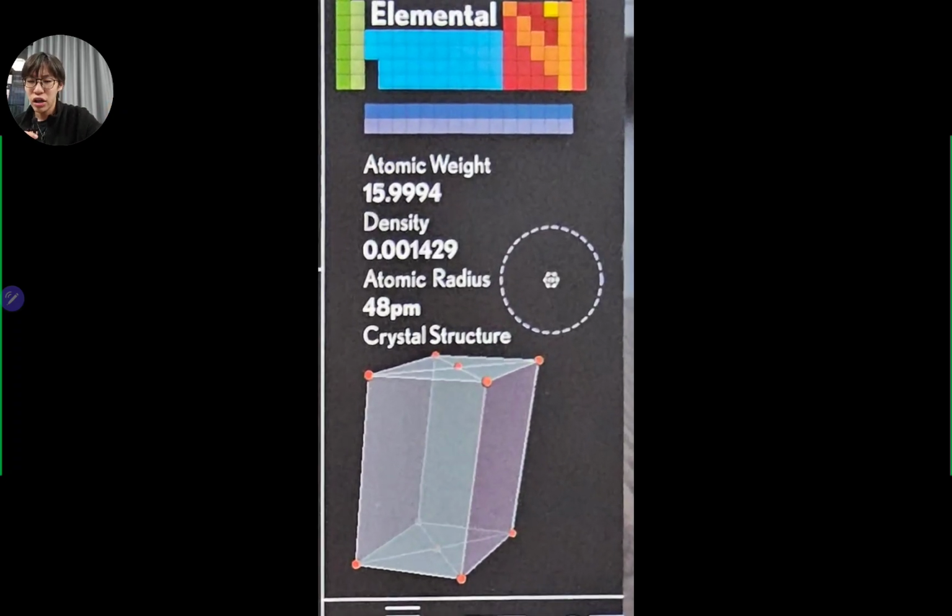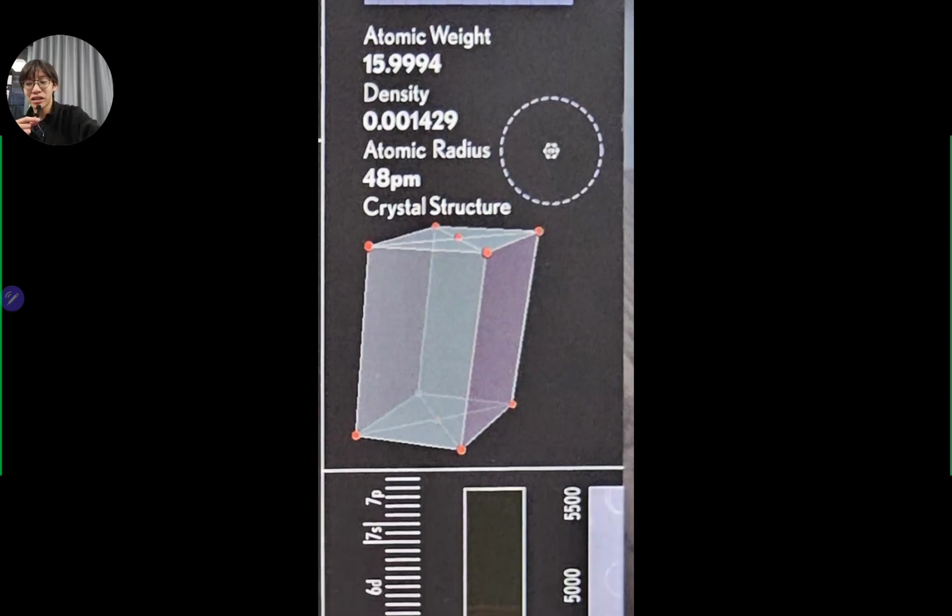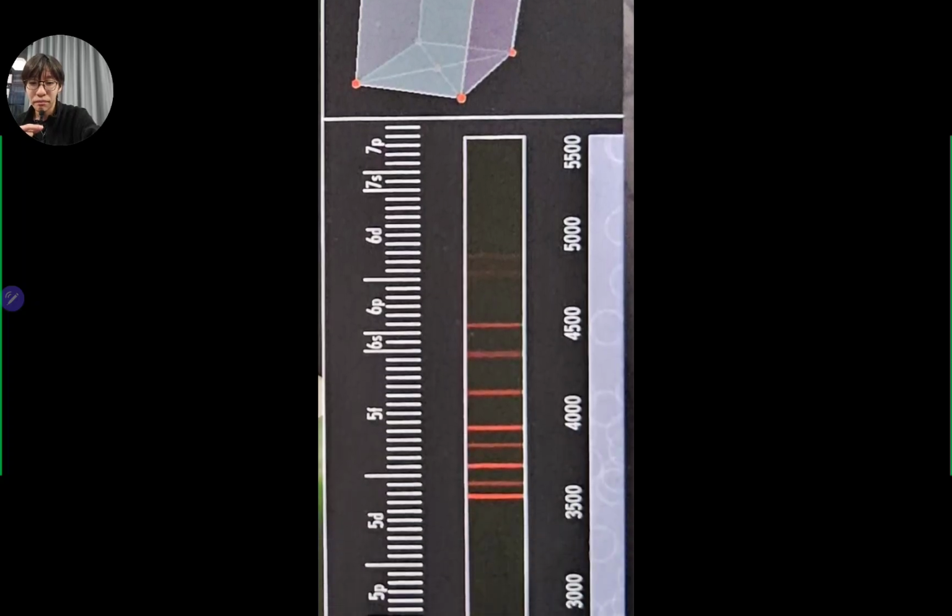Oxygen is just air. We have an atomic weight of 15.9999994, which is about 16, so about double the atomic number. We have a density of 0.001429. We have an atomic radius of 48 picometers. And then we have the crystal structure that's a slightly oblong rectangular cuboid. Alright, so the electromagnetics, like the atomic emission spectrum, is starting to go up. It's only found in gas form in nature, and its electron filling order, finally we crossed the 2p line.